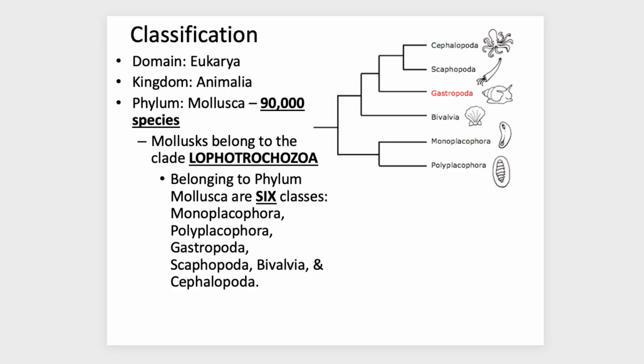So for the classification, domain is going to be Eukarya, kingdom is Animalia, and the phylum will be Mollusca. And there are 90,000 different species of mollusk. So we're obviously not going to look at that. We're just going to look at the 6 classes and then kind of describe the differences between those classes.